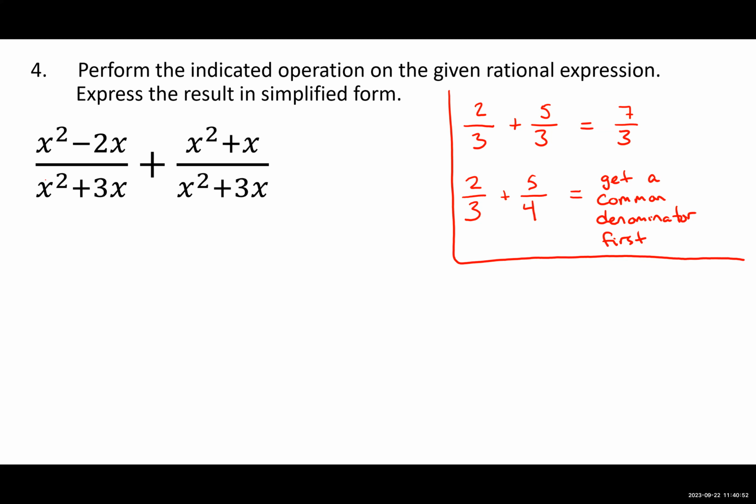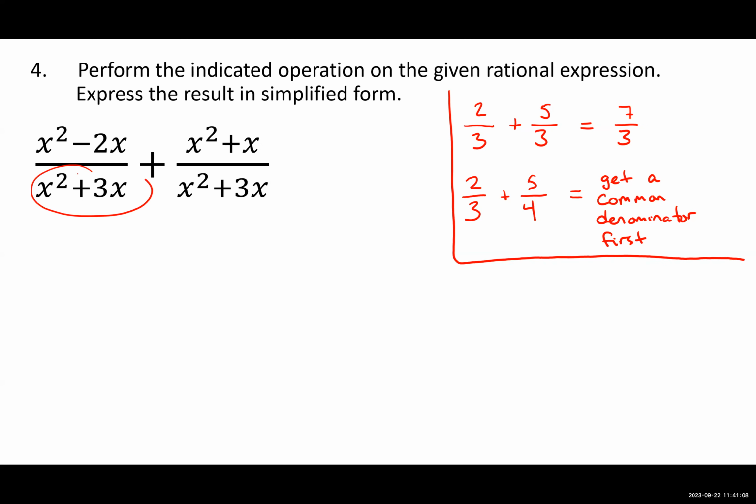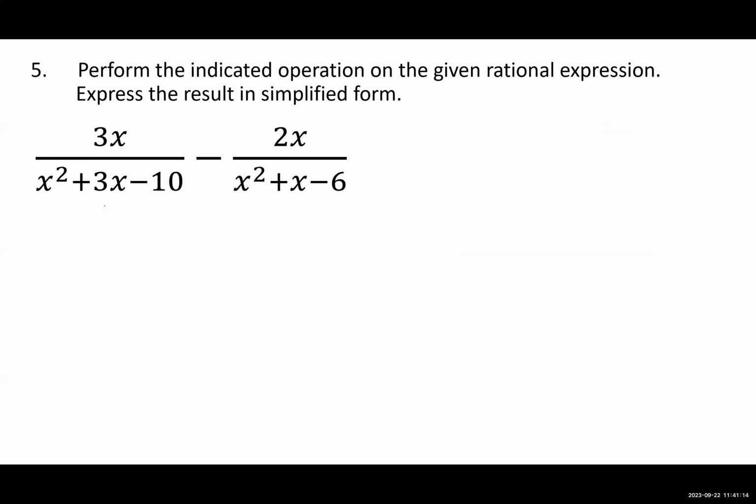Just before I write anything else down, if you look at number 4, it's two fractions, we're adding them, and they have the exact same denominator. This and this. They both have an x squared plus 3x. But if we look at number 5, the denominators are different, right? So now we cannot subtract because we don't have a common denominator.